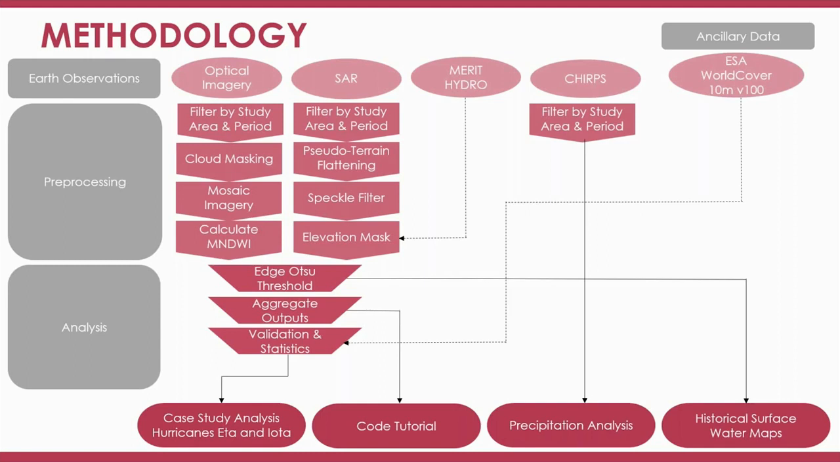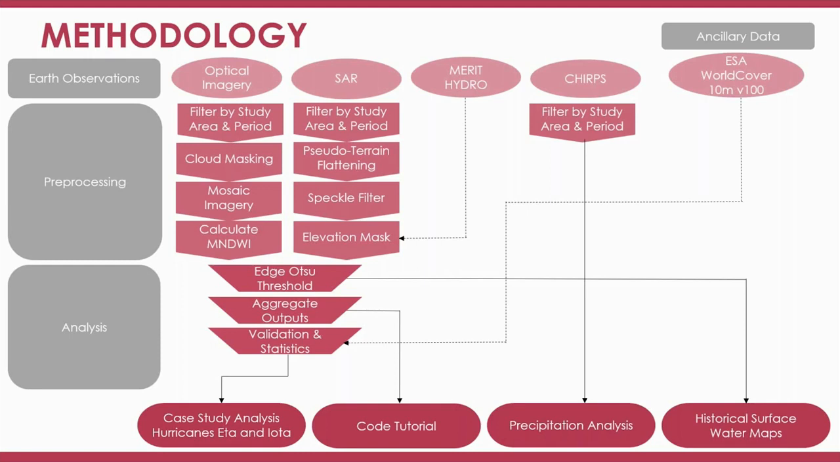For optical preprocessing, we first filtered the imagery by our study area and period. HydroFloods also automatically masks cloud when importing these Earth observations into the script. And since we looked at a relatively large study area, we then mosaicked the imagery. Following this, we calculated the Modified Normalized Difference Water Index, or MNDWI. MNDWI uses the green and shortwave infrared, or SWIR bands, to enhance the visualization of open water features and remove noise from built-up land cover types. So calculating MNDWI helps prepare the optical imagery for the thresholding analysis that follows.